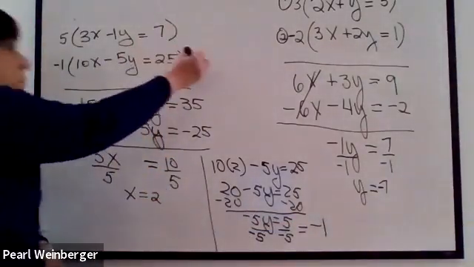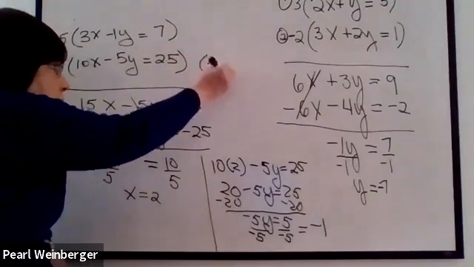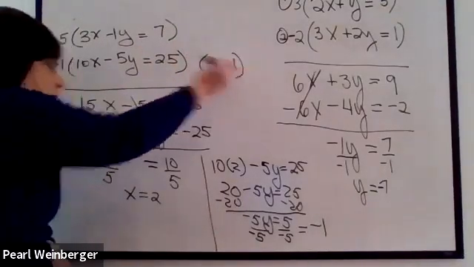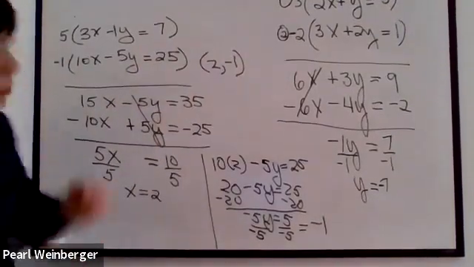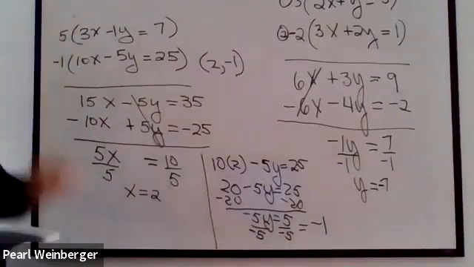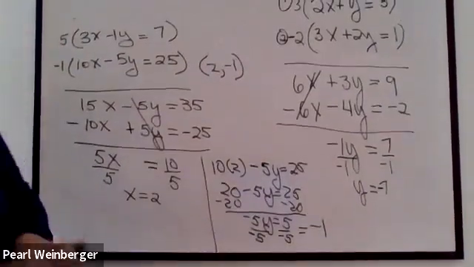So my solution becomes x is 2, y is negative 1. Again, we use the elimination method. We just had to do this one extra step of multiplying the equations.